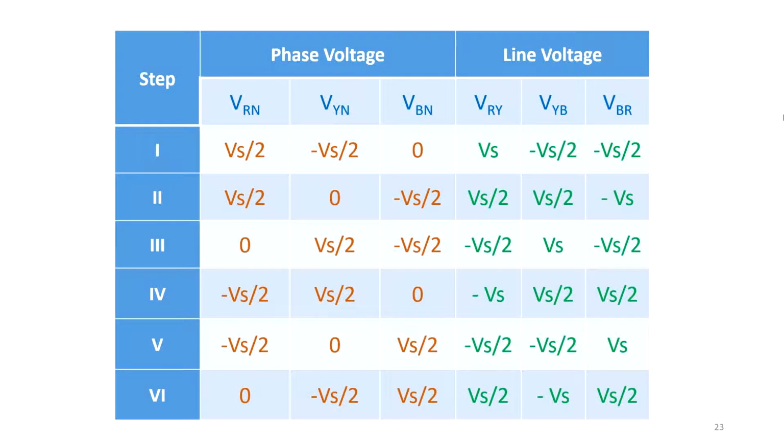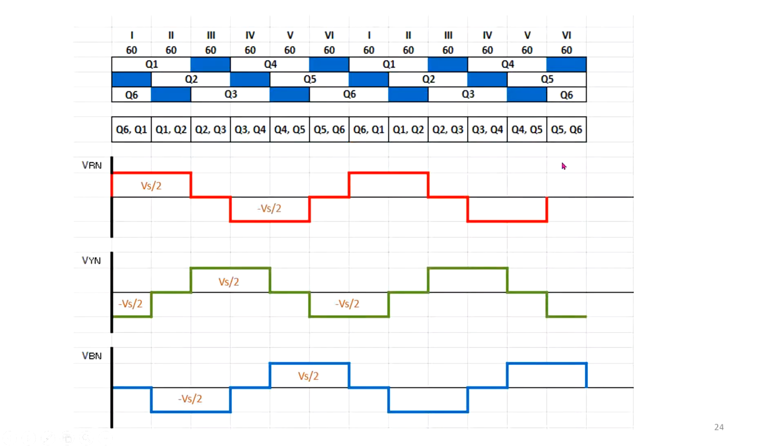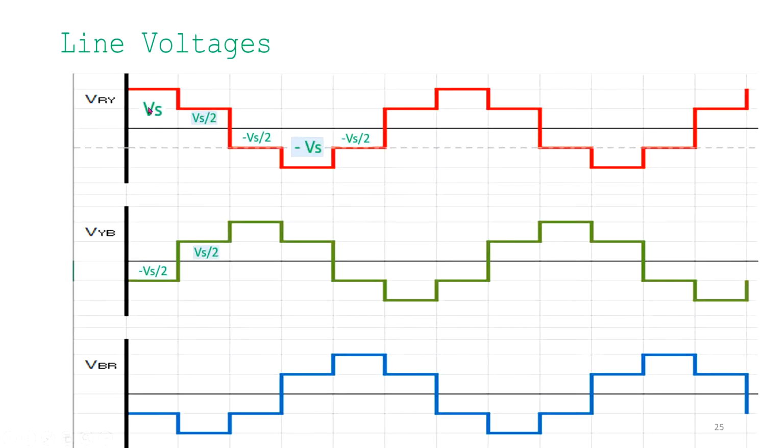Just for your clarity and understanding, the rows always sum up to 0. Vs minus Vs, Vs by 2 and Vs by 2, Vs by 2, Vs by 2, and minus Vs.